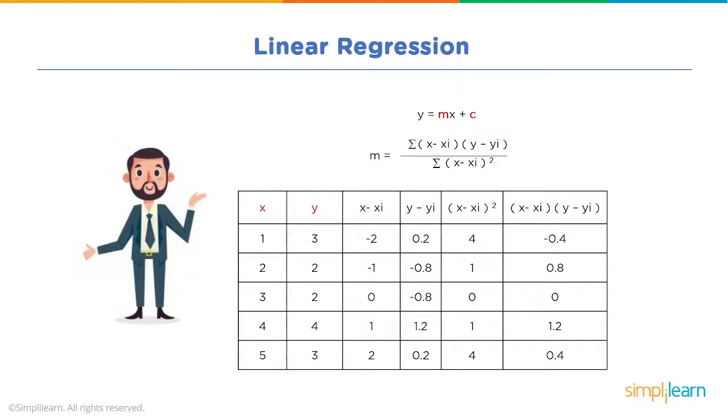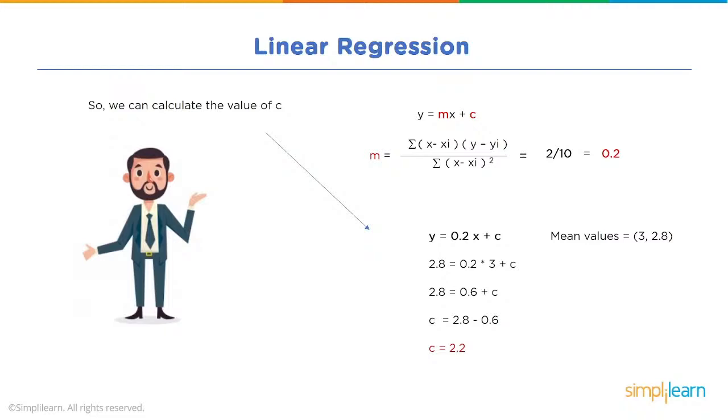The next step is to sum the different columns for the answers we need. We get a total of 10 for x minus x mean squared, and a total of 2 for x minus x mean times y minus y mean. When we plug those in, we get 2 over 10, which equals 0.2. So now we know the slope of our line equals 0.2.